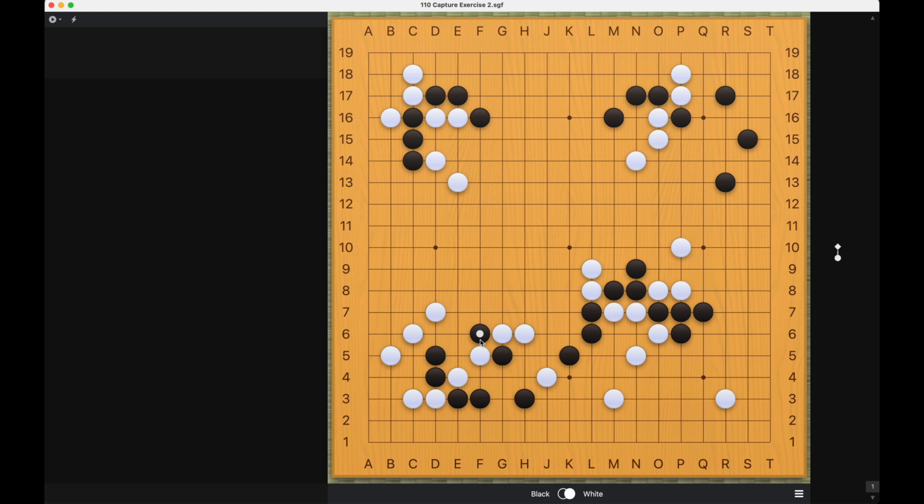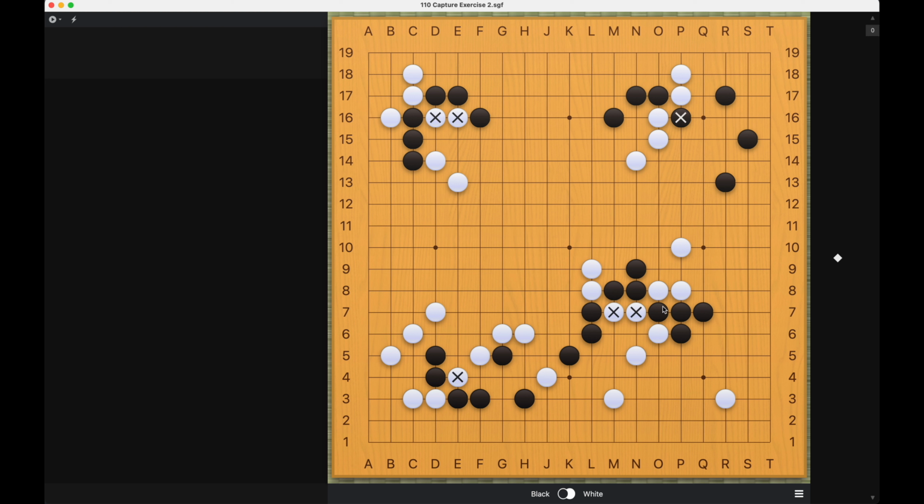So playing this cutting point first will make a world of difference. Because if you play the Atari first, then this cutting point will be ineffective, right? As we saw, this is ineffective if you play it second. So this problem really tells us that Go is all about sequence. Playing the right sequence can make a world of difference.